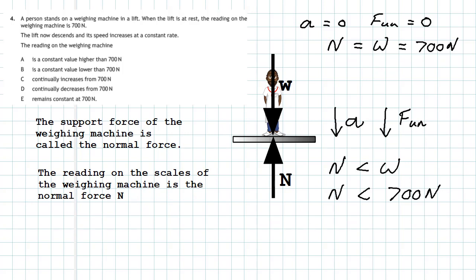So if the lift is accelerating downwards, there's an unbalanced force acting downwards, and this causes acceleration downwards, and therefore the normal force must be less than the weight. So in this case, the normal force must be less than 700 newtons, and since acceleration is constant, the unbalanced force must be constant, so therefore we are going to have a constant force which is lower than 700 newtons. So the answer to this question will be B.